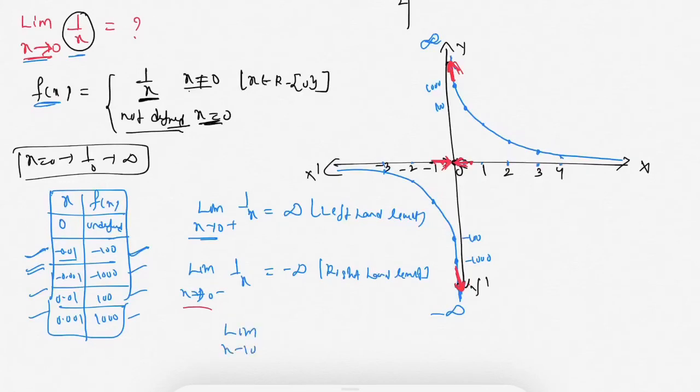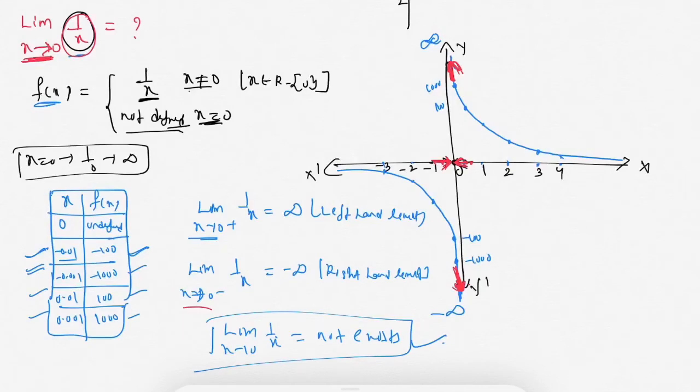Limit x tends to 0, 1 by x: if they ask how much, you have to say it does not exist. That is the answer for this question. The limit value does not exist, which means the y value is not approaching the same value as x approaches x0. From the right hand side it is approaching one value, and from the left hand side it is approaching a different value. So y is not approaching the same value.